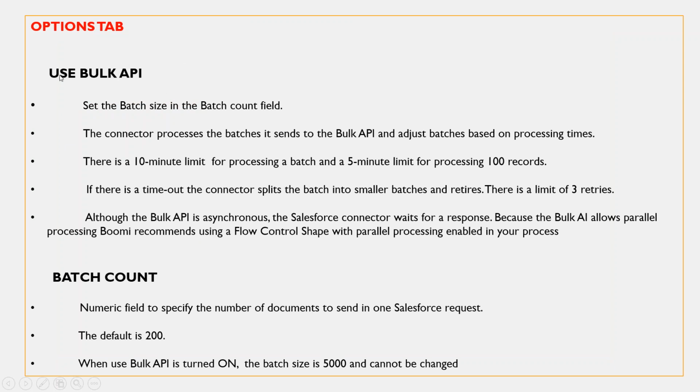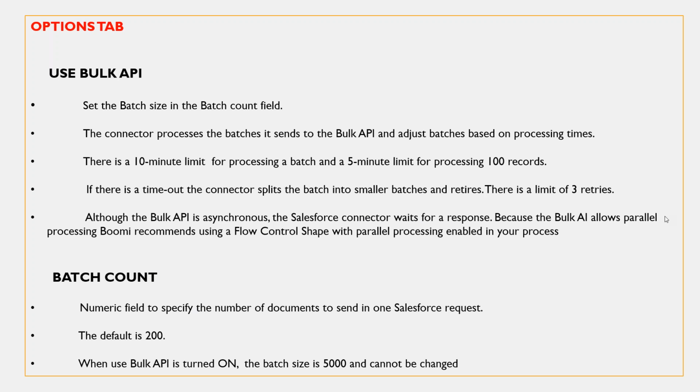Then options tab, we have seen use bulk API, set the batch size in the batch count field. The connector processes the batch it sends to bulk API and adjusts batch based on processing times. There is a 10-minute limit for processing a batch and a 5-minute limit for processing 100 records. If there is a timeout, the connector splits the batch into smaller batches and retries. There is a limit of 3 retries. Although the bulk API is asynchronous, the Salesforce connector waits for a response.